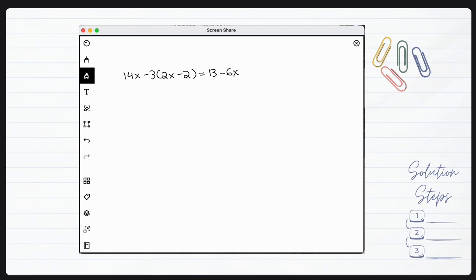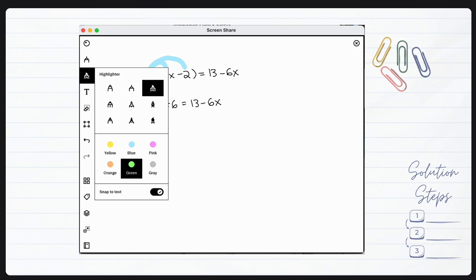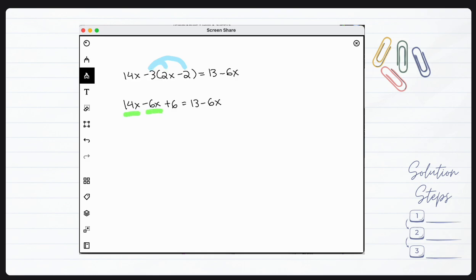All right, so let's start distributing that negative 3. 14x minus 3 times 2x is negative 6x. Then negative 3 times negative 2 is going to be positive 6, equals 13 minus 6x. What I notice here is like terms. 14x and 6x are like terms. So what I usually like to do is simplify both sides first separately. So 14x minus 6x is 8x plus 6 equals 13 minus 6x.